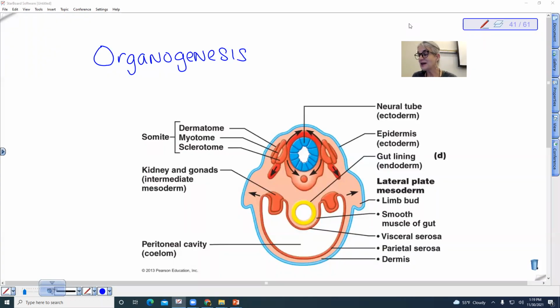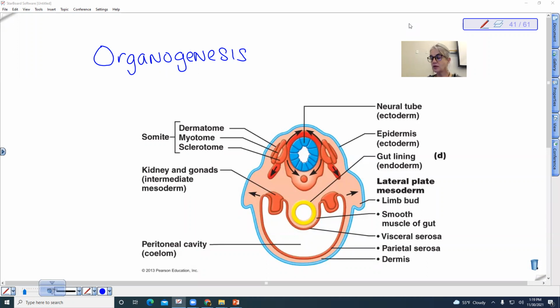Organogenesis is the development of the organs in the body. So we talked about the embryonic germ layers, and you can see them colored here. The blue is the ectoderm, the red is the mesoderm, and then the yellow is the endoderm.